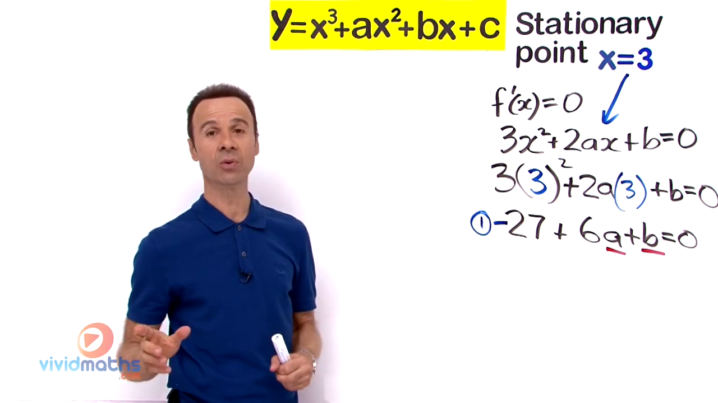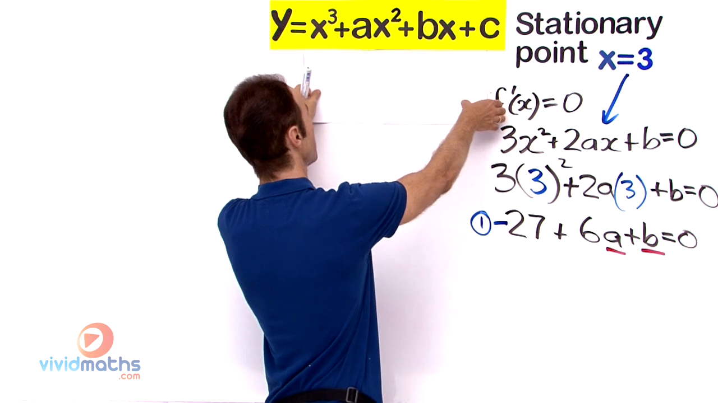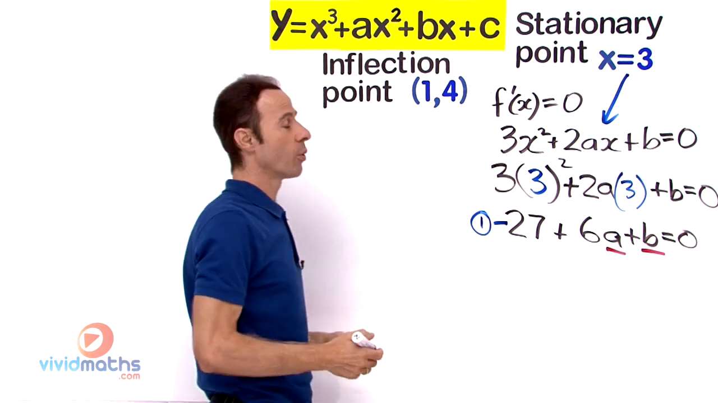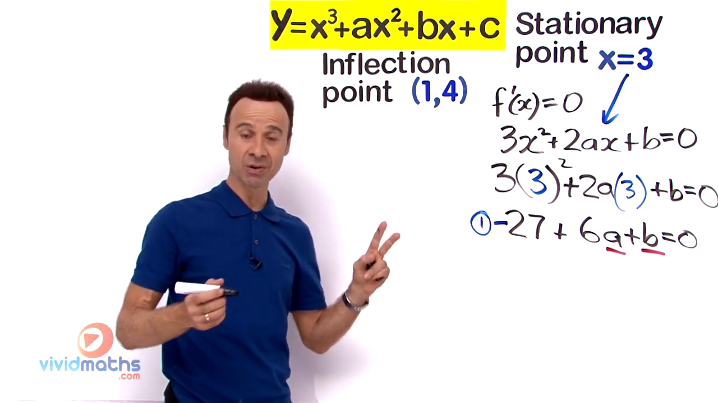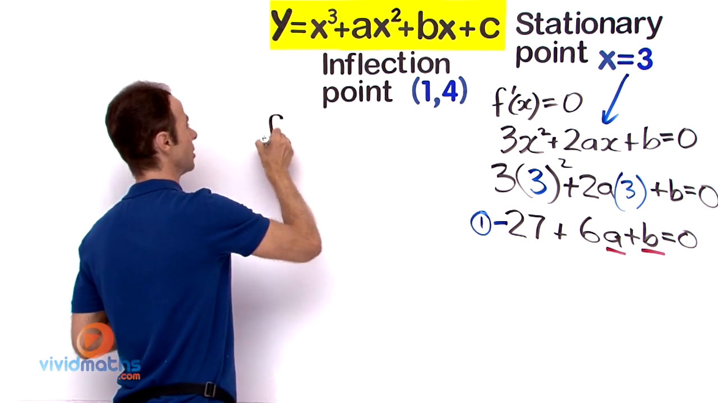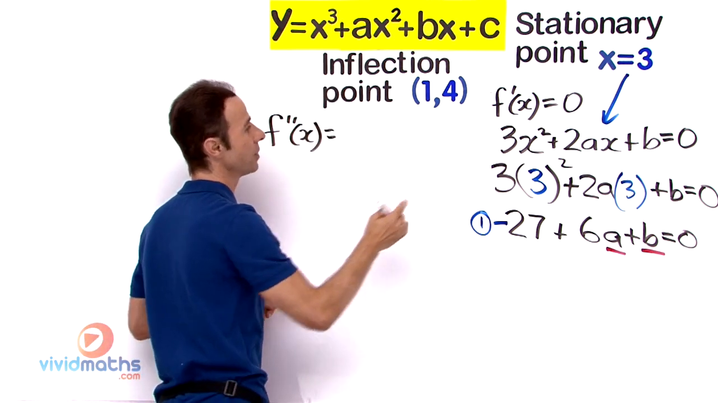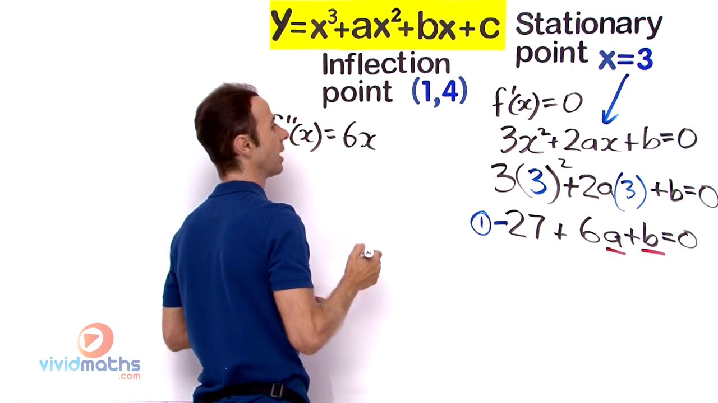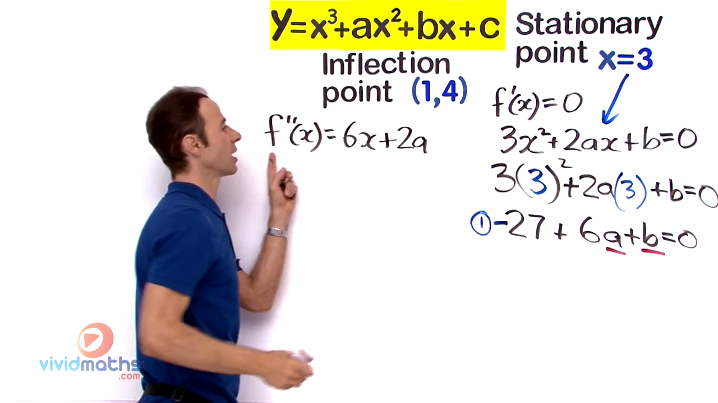And the next clue, as I said, was there's an inflection point at the point (1, 4). So let's reveal this for you. Inflection point (1, 4), as you can see up there. Now, what does inflection point mean? It means the second derivative equals what? It equals 0. That's right. So let's do the second derivative here. The first derivative is here. So the second derivative, f double dash x, if I differentiate that, is going to become 6x plus 2a. There's our second derivative.